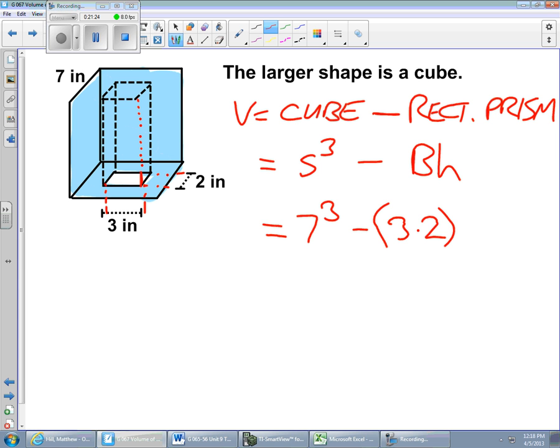And this actually seems a little strange because right now we are calculating volume of something that's not actually there. Okay, we're basically calculating the volume of that air that's inside of there. We need to remove it. Okay, so 3 times 2. And the height of that air that's inside of there?